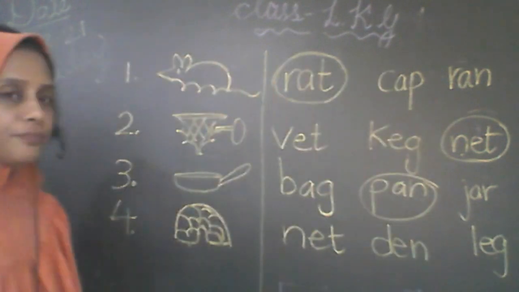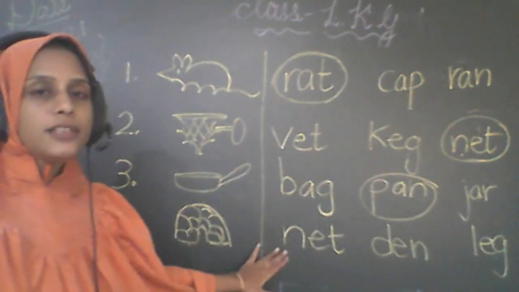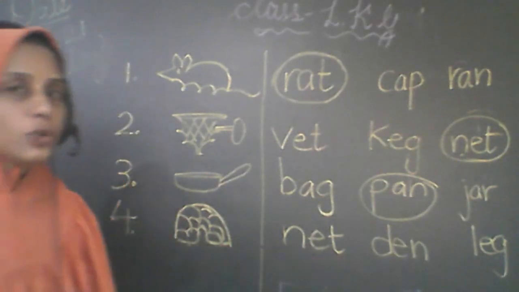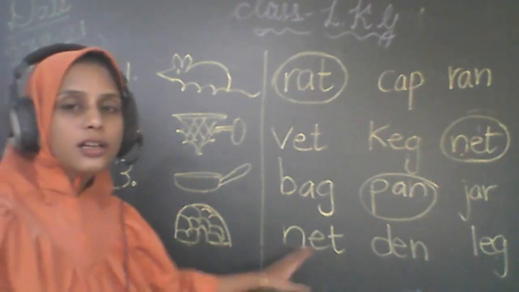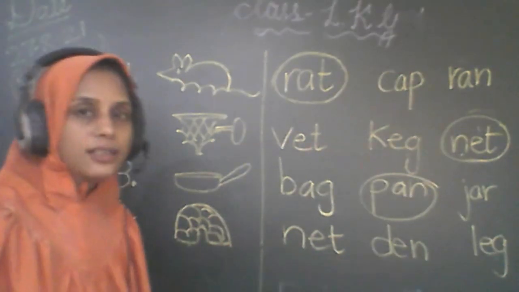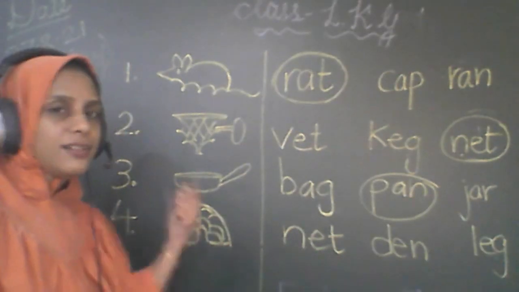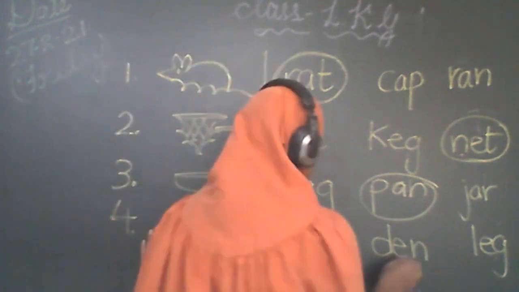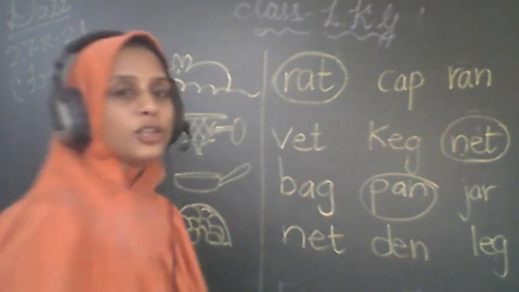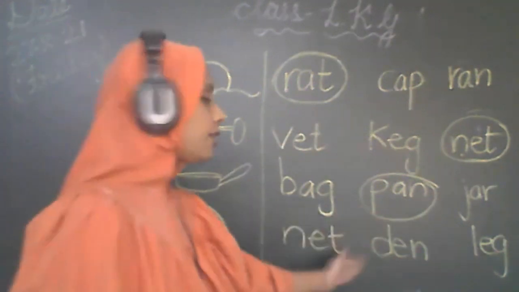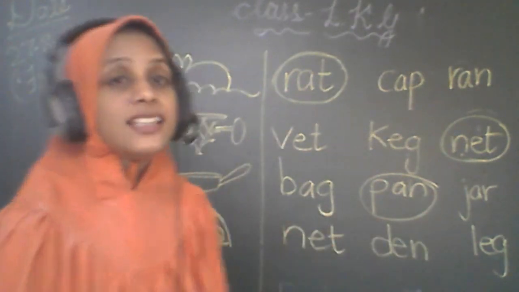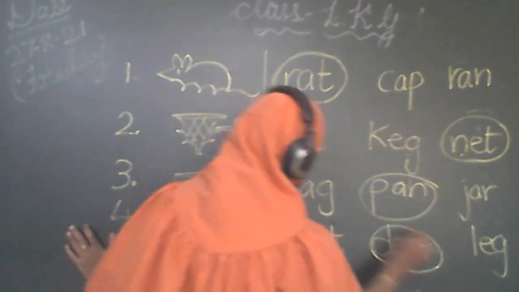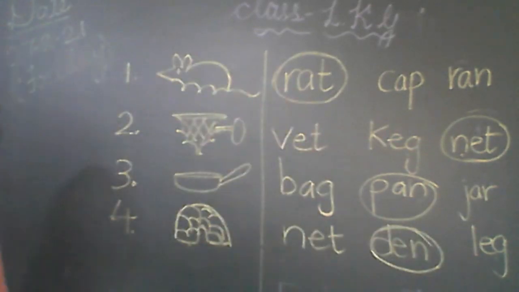Chalo. Read. N-E-T. So N says na, at net. So is this net? No, it is not net. Now move. D-E-N. So D says da. Da and den. Yes, it is den. So we have to encircle the correct word. Den.